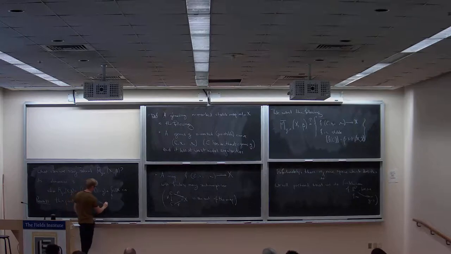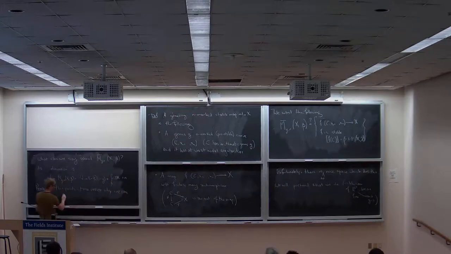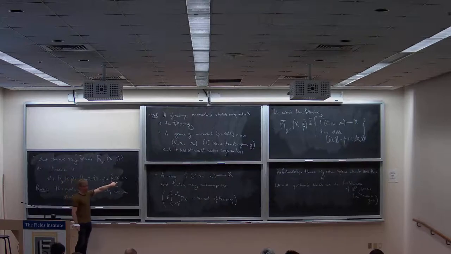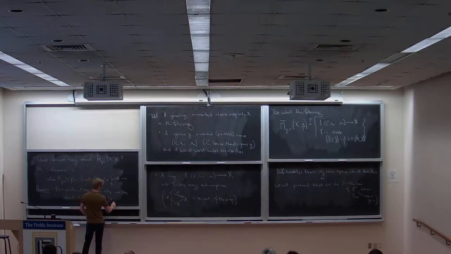This points out one reason why we care about CY3s. If you note that the dimension of X being equal to 3 means this term disappears, and if the first Chern class of the tangent bundle is 0, this term disappears. And if you have no marked points, that term disappears. And we find that the virtual dimension of MG0X beta is always equal to 0.